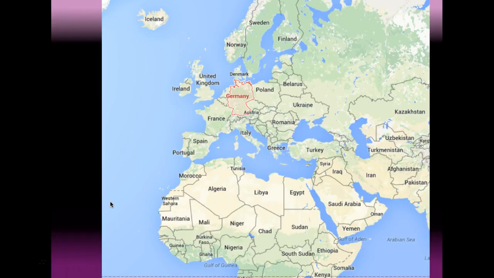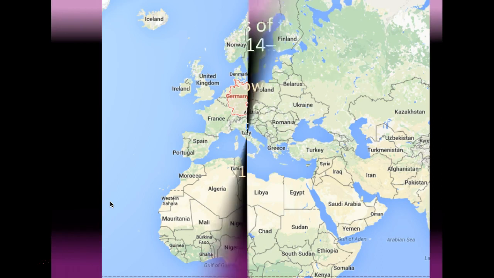And there's Germany in red, and you can see that being surrounded by enemies for the most part, especially on both sides, France and Poland, it was important for Germany to get water access for goods and trade.